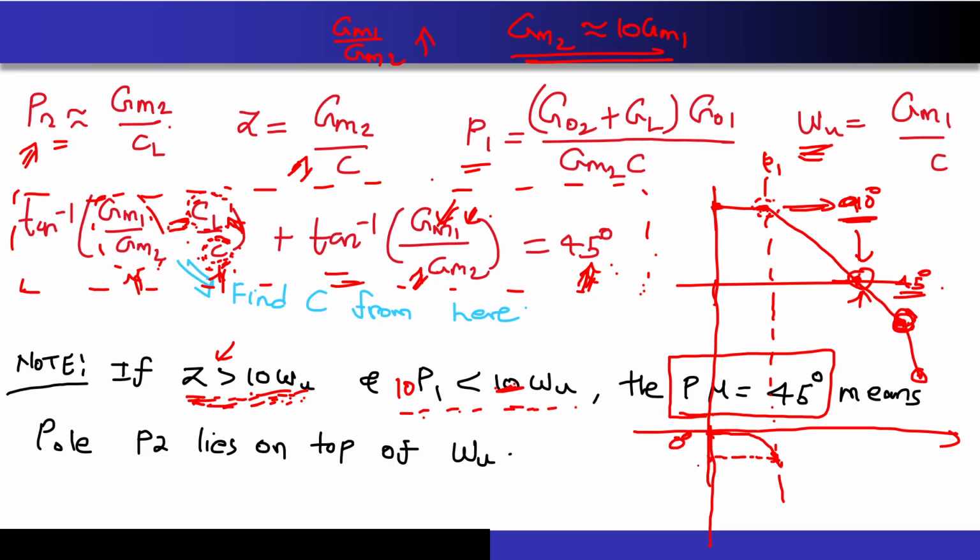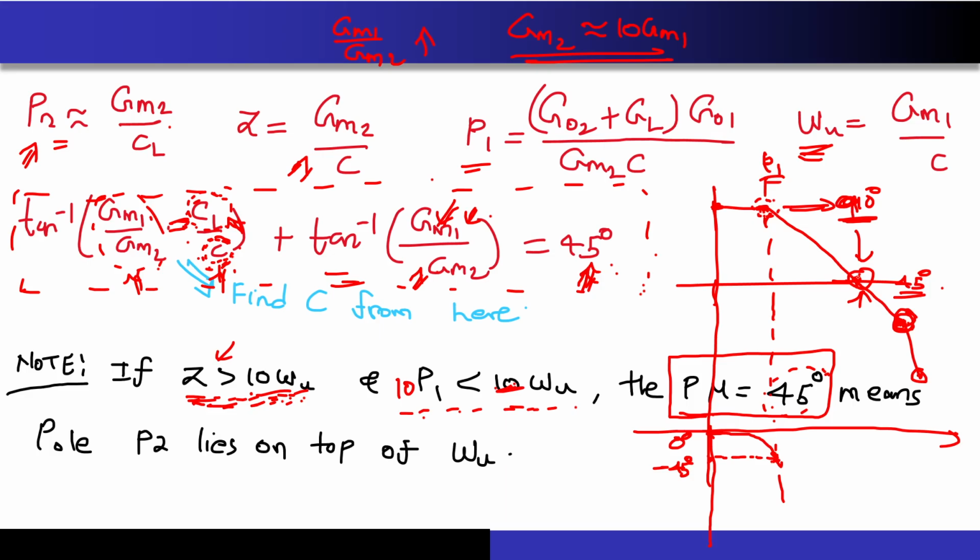What is this value? 45. Yeah, minus 45, correct? So this is minus 45. So this is what I was trying to say: at the pole frequency, you are basically getting a 45 degree of degradation, correct? Now already a 90 degree of degradation has happened because of the pole, correct?